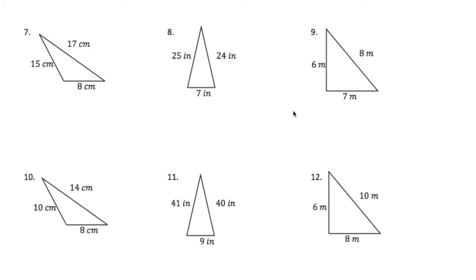So here we have a few triangles, and we want to determine, are they right triangles? And we do that by taking the numbers and putting them into that formula. And if the formula works and it's true, then it is a right triangle. If it does not work and it creates an equation that is not true, then it is not a right triangle.